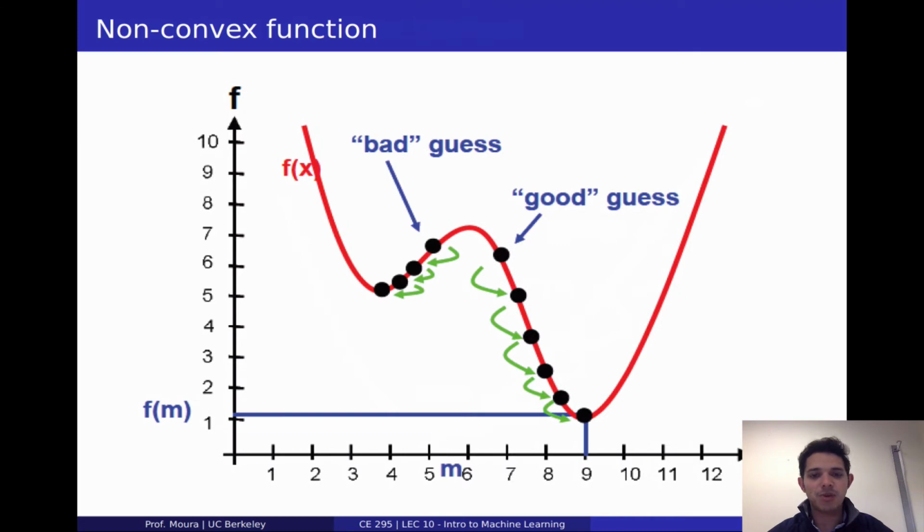It might be possible that we pick a different initial condition, like x equals 5. We compute the slope, it's increasing, so we move in the direction of decreasing x, and we keep going until we converge to a local minimum. And here we've converged to a local minimum. Locally it's optimal, but globally it is not, as it turns out. So you could characterize this as a bad guess, in the sense that gradient descent does not converge to the global optimum, but it does converge to a local one.